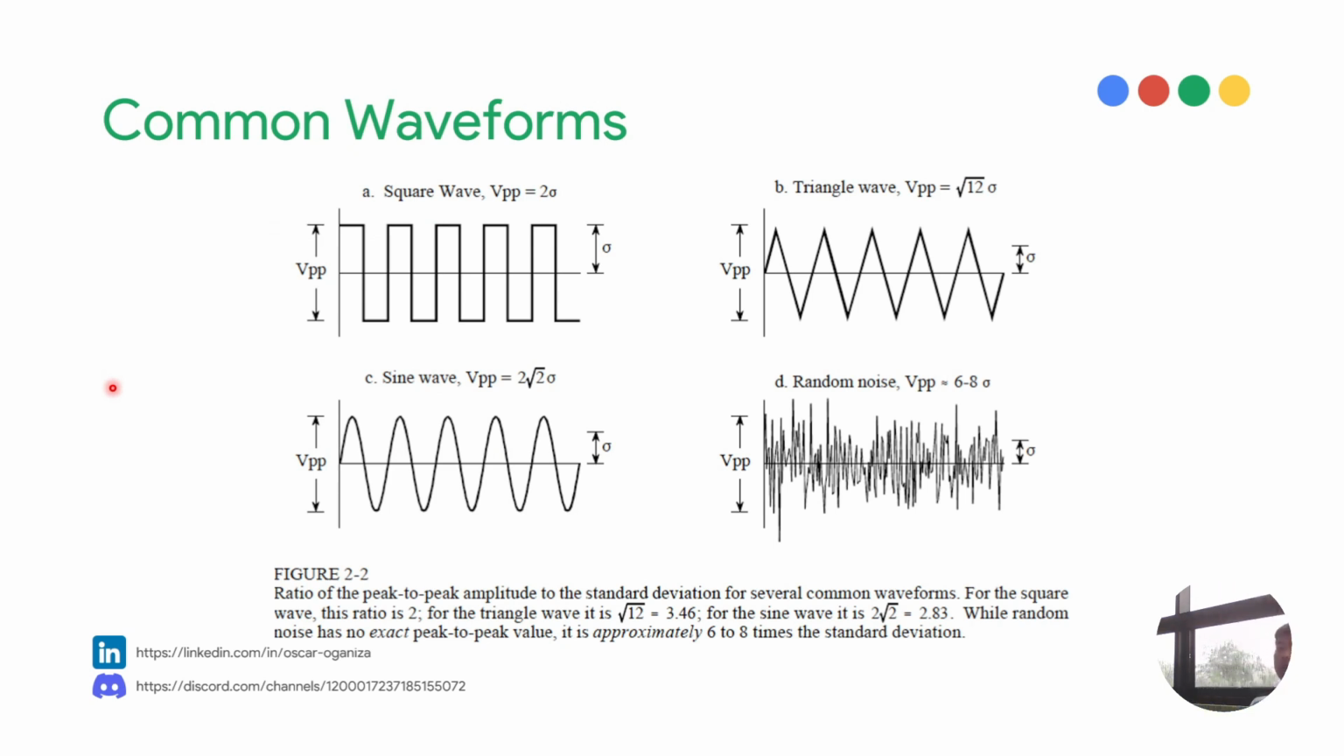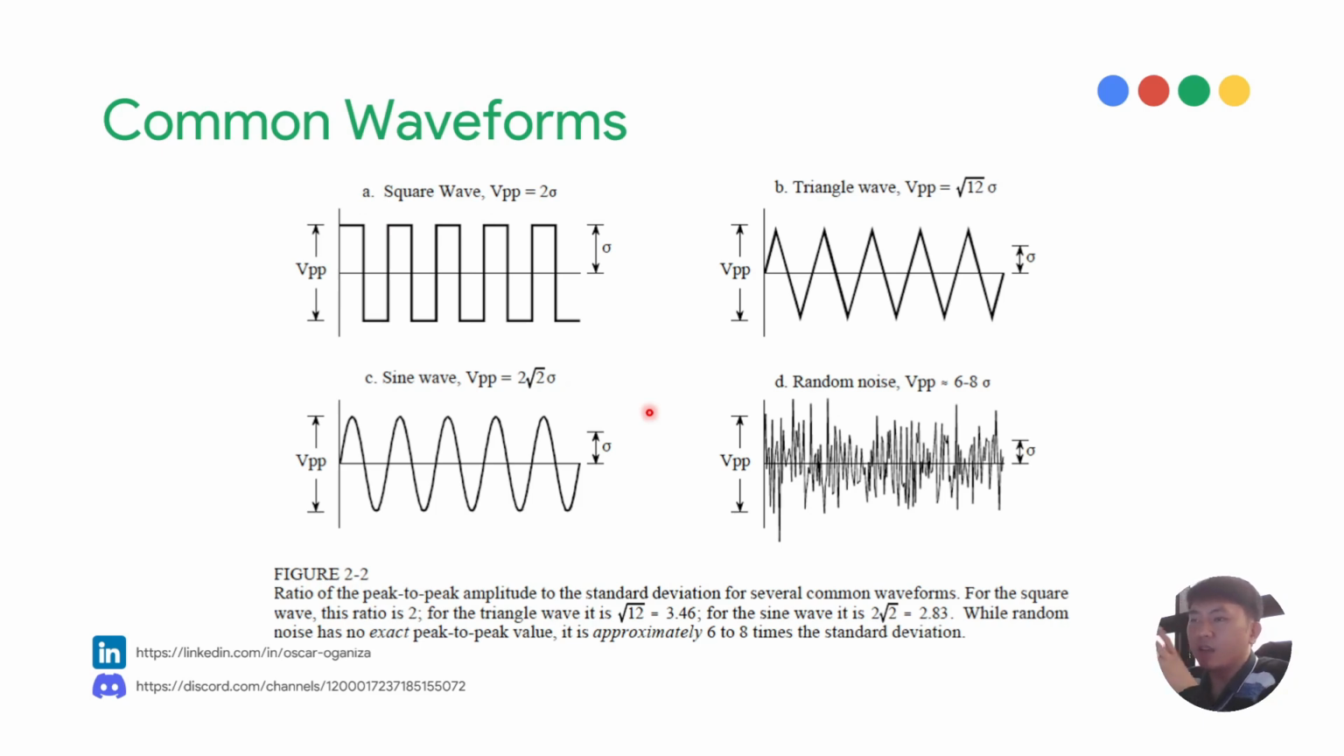Okay, so these are some of the common waveforms. Here we have the square wave. Usually the square wave passes through filters, as far as I know. Sometimes there's a review. We also have here the triangle wave, the sine wave, and the random noise wave.